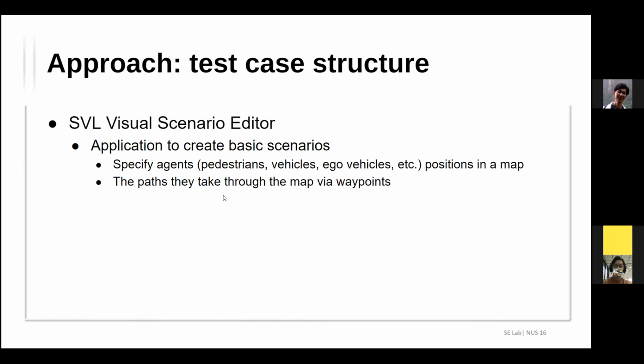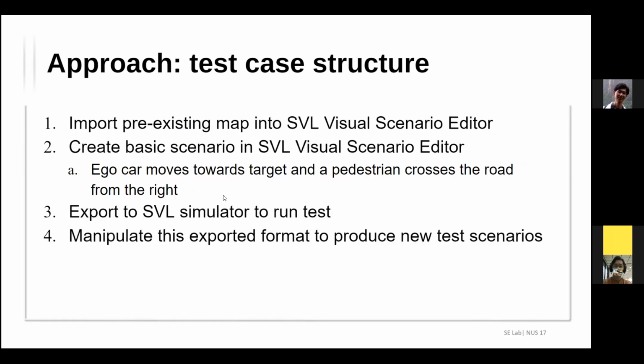In this editor, they specify the agents, in this case pedestrians, vehicles, and ego vehicles, which the self-driving software controls, as well as their positions in the map. They also specify the path they take via waypoints, so they essentially map the way by reaching each waypoint, presumably in a straight line. They have a pre-existing map which they import first, and then they create a basic scenario.